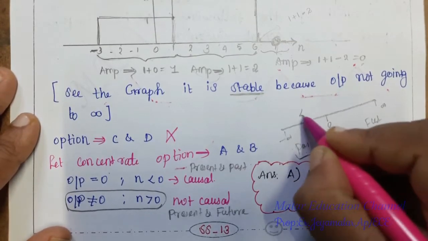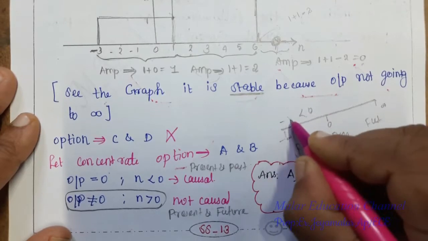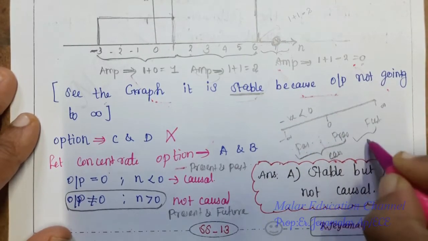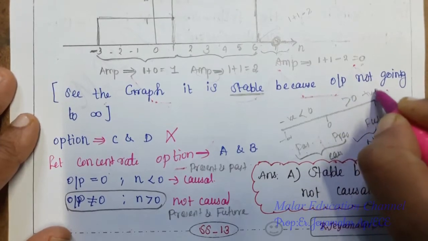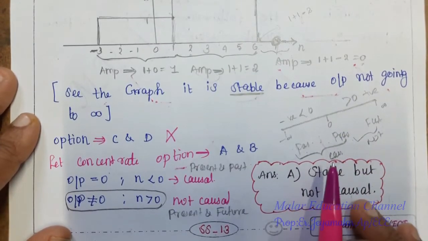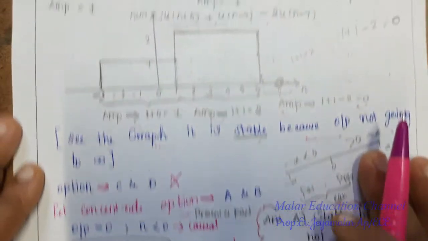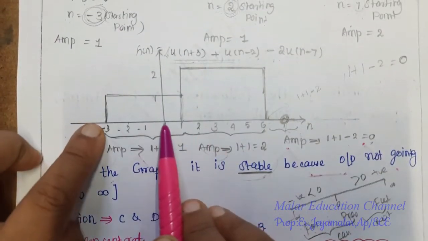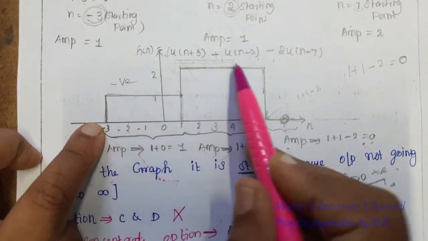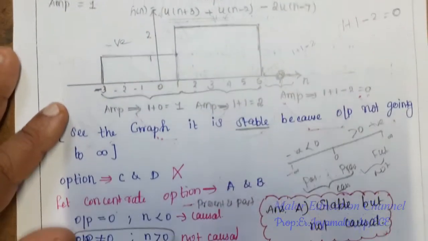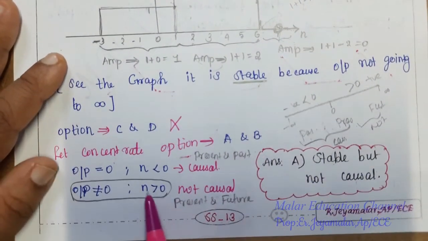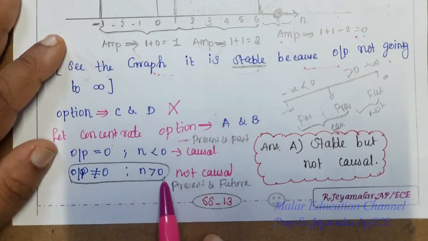That is n less than 0, the negative side. For a non-causal system, it includes the future and present, that's for n greater than 0, the positive side. See the diagram here. The waveform extends in the negative direction as well as the positive direction, as well as 0. So this is for a non-causal system, because n greater than 0 is also available.